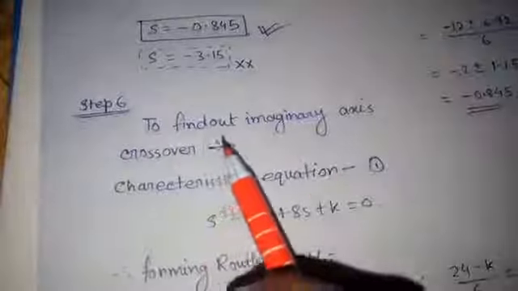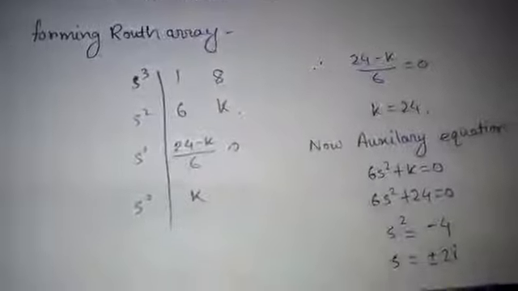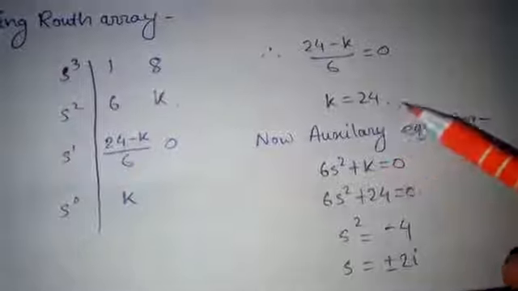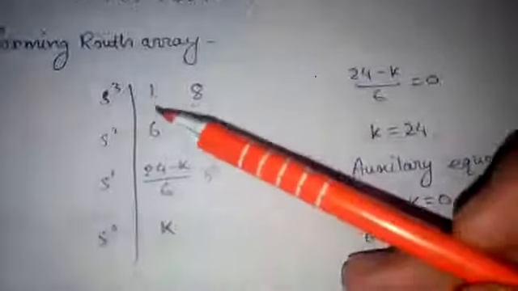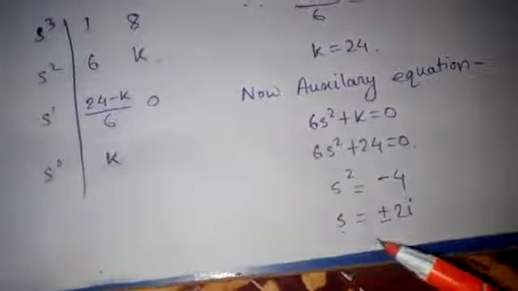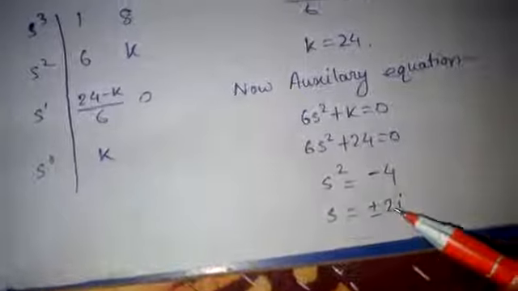In step 6 we have to find the imaginary axis crossover. We write down the characteristic equation: s cubed plus 6s squared plus 8s plus k equals 0. We form the Routh array like this, you can check it. From here we make the first-column term 0, and from there we get k equals 24. Then we form the auxiliary equation 6s squared plus k equals 0, put in k equals 24, and find the roots of s. The roots are plus or minus 2j.